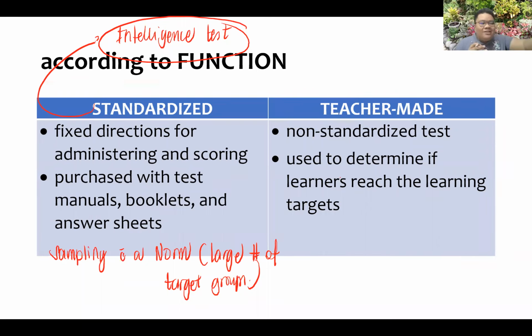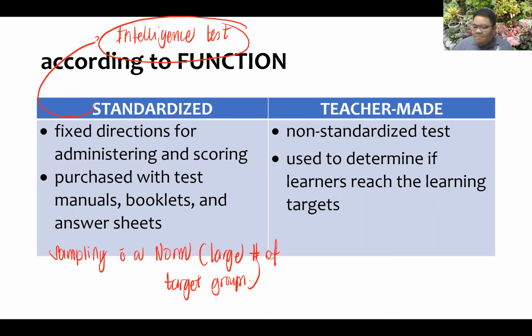And how will I determine that if somebody is intelligent or not? That is by comparison with a norm. So halimbawa, I will carry out this test to many people. Pilot testing ko pa lang yan. I will carry it out to many people for me to determine ano nga ba yung average na sagot dito? For me to determine what is average, for me to determine what is above average, and for me to determine what is below average, I would conduct a pretest. Okay? That's what we meant by norm.